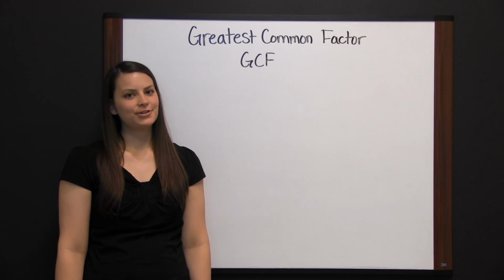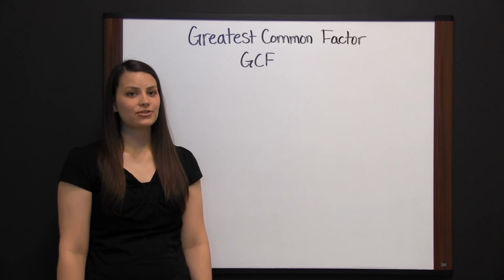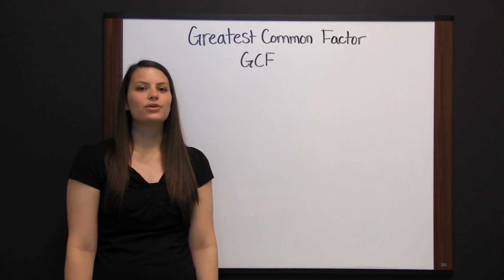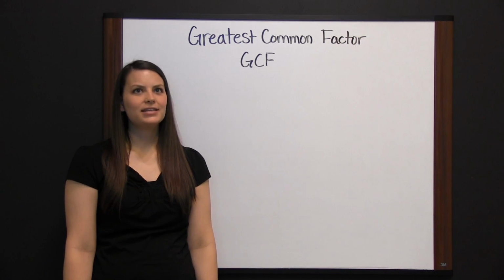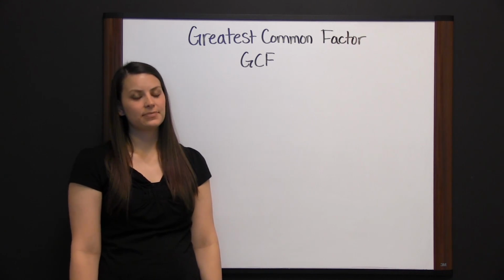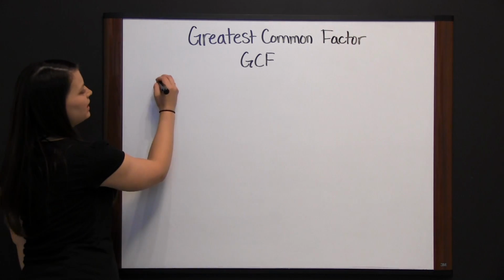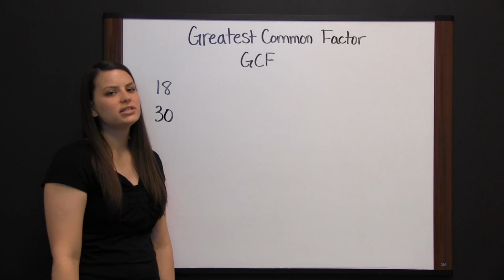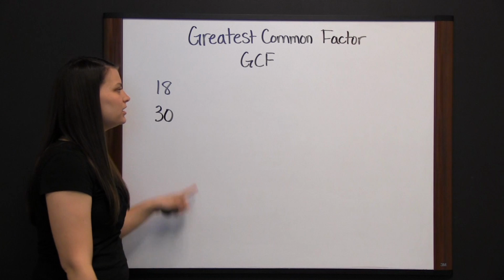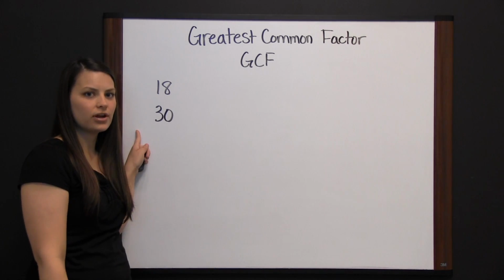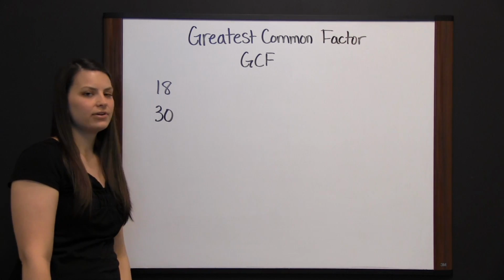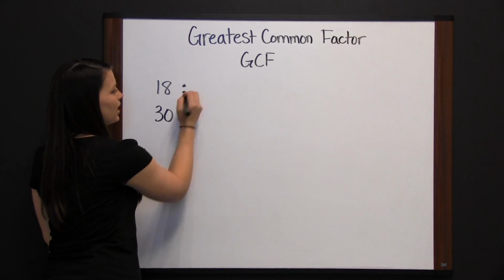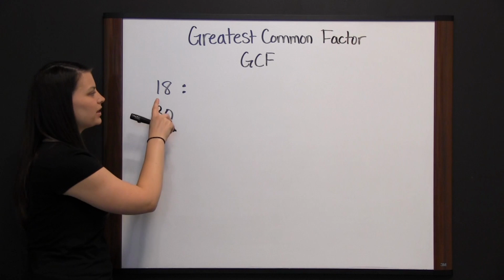Greatest common factor. The greatest common factor, or GCF, of two numbers is the largest value that divides into each of the numbers. Let's take, for instance, 18 and 30. You can find the GCF of two numbers by finding the prime factorization of your numbers and then finding what they have in common. So the prime factorization of 18 is even, so it's divisible by 2.